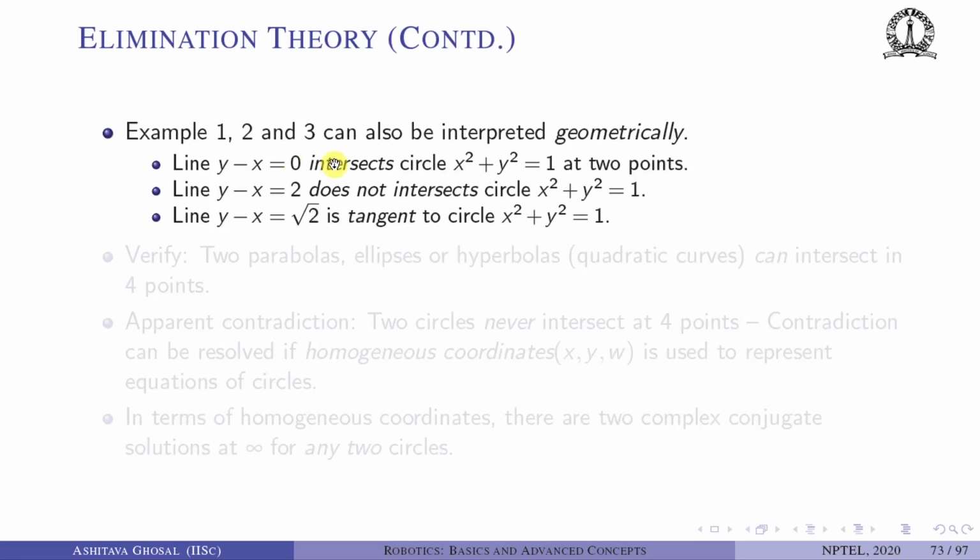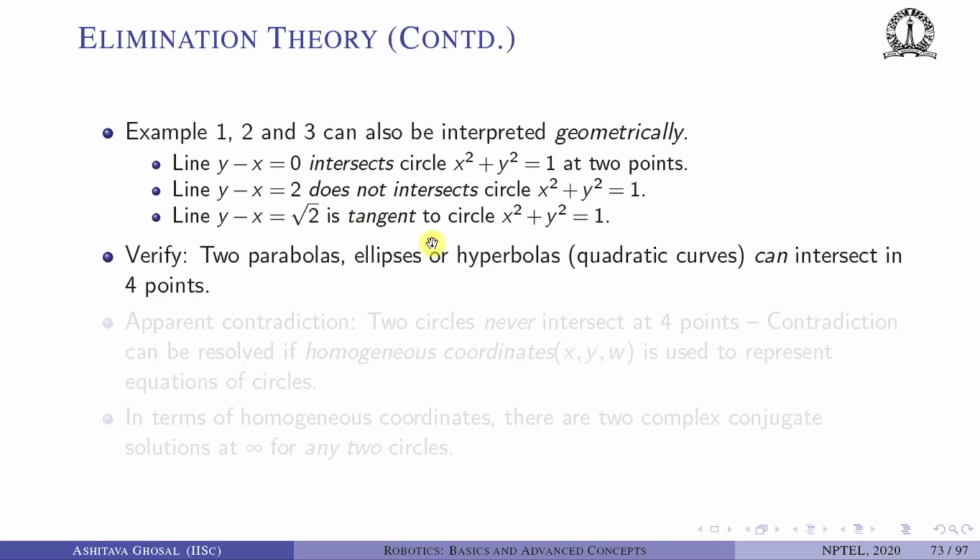Examples 1, 2 and 3 can also be interpreted geometrically. The line y minus x equals 1 intersects the circle at 2 points, quite obvious. The line y minus x equals 2 does not intersect the circle at real points, and y minus x equals square root of 2 is tangent to the circle x square plus y square equal to 1.